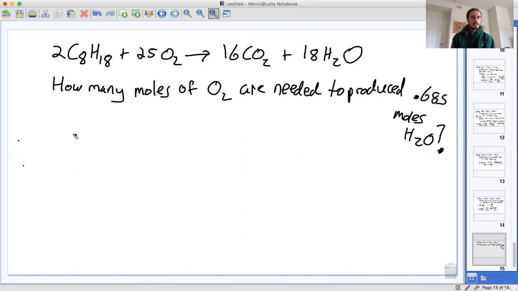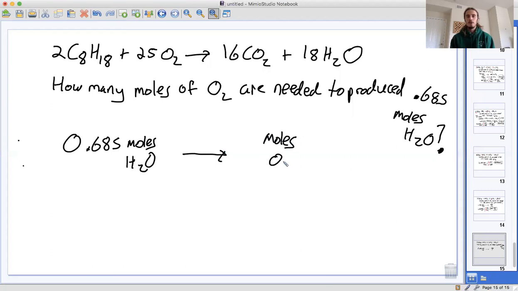All right, so we've got 0.685 moles of water, and we want to convert to moles of O2. So we know that 25 moles of O2 makes 18 moles of water, right? So we need more oxygen than the water. So we're going to need more than 0.685, but it's going to be a lot less than 25 because we're making a lot less than 18. We're only making 0.685.